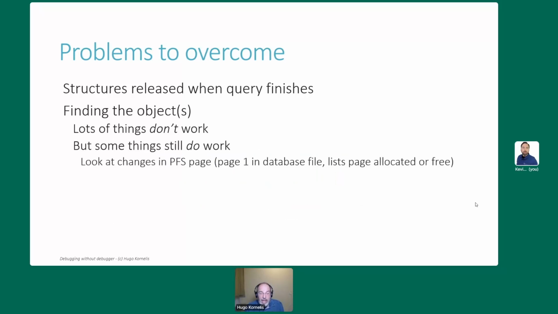And that's when I realized I can look, for instance, at the PFS page, the page free space page, which is page one in the database file. And if your database file is too large, you can get a chain of multiple PFS pages, which is one reason why I didn't want the TempDB file to be too large. But if it's not too large, then there's just a single PFS page which lists which pages are allocated and which pages are free. The PFS page is always used when someone wants to allocate space in a database.